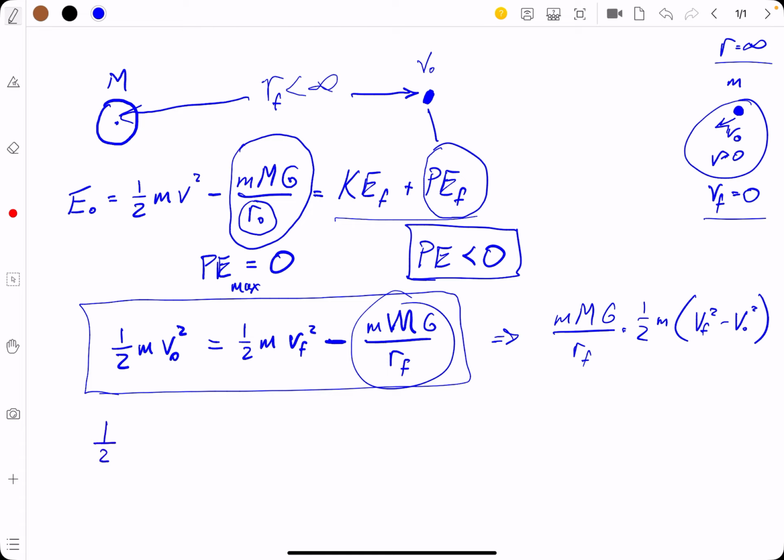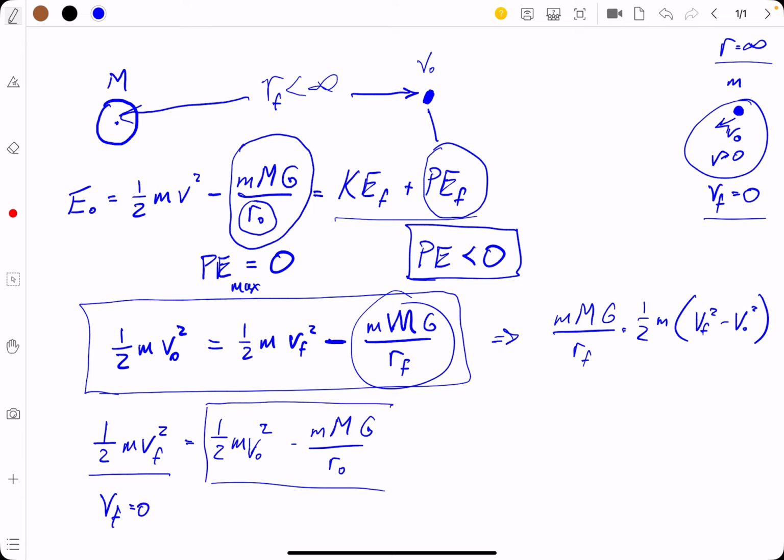So we've got 1/2 mv squared equals 1/2 m v initial squared, it's a big V, or not a big V, but you know what I mean, minus m g over r initial. So this is our initial side. This is our final side. But we just said that v final was equal to 0. So that means that this and this guy are equal to each other because they equal 0. So we're going to rewrite it as 1/2 mv initial. But instead of calling it initial, I'm going to call it escape, because this is the velocity that you have to escape the situation.